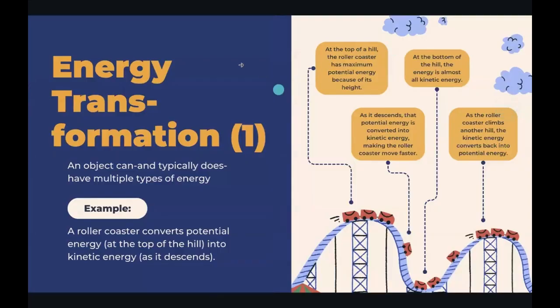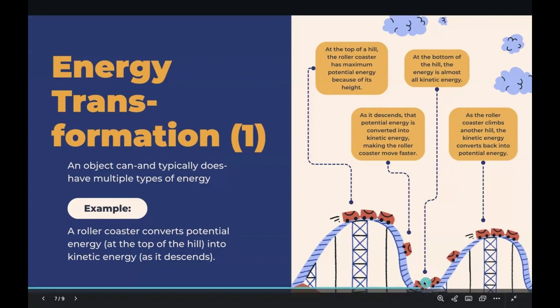Okay, this was the activity. So an object can and typically does have multiple types of energy. Usually we'll see this in a common example like a roller coaster. At the top of a hill, a roller coaster has maximum potential energy because of its height. And then it starts falling down, and some of that gravitational potential energy is converted into kinetic energy, right? It's getting faster. At the bottom, it's the fastest. Have you guys noticed that when you're riding a roller coaster? It gets faster the lower you go.